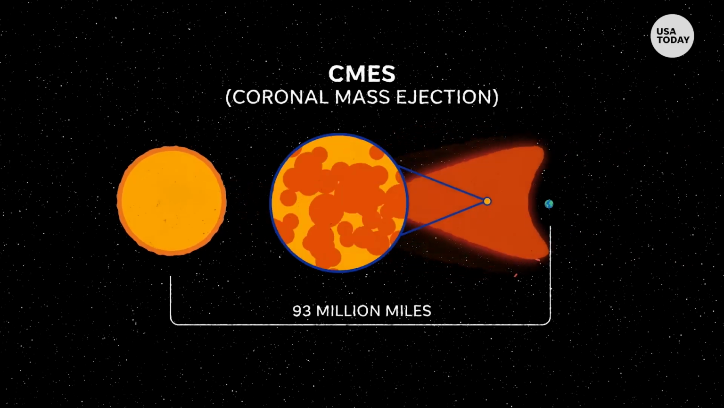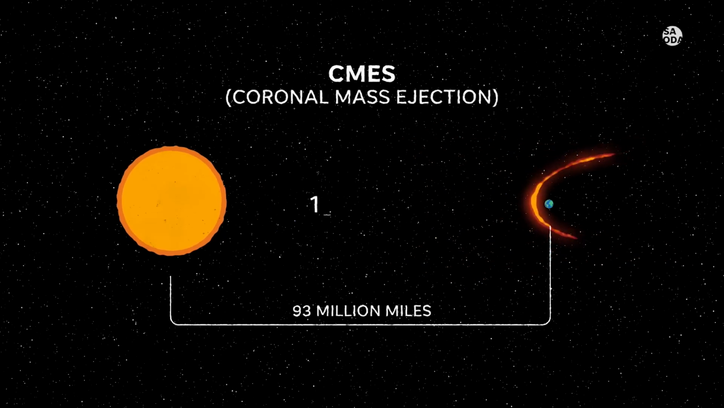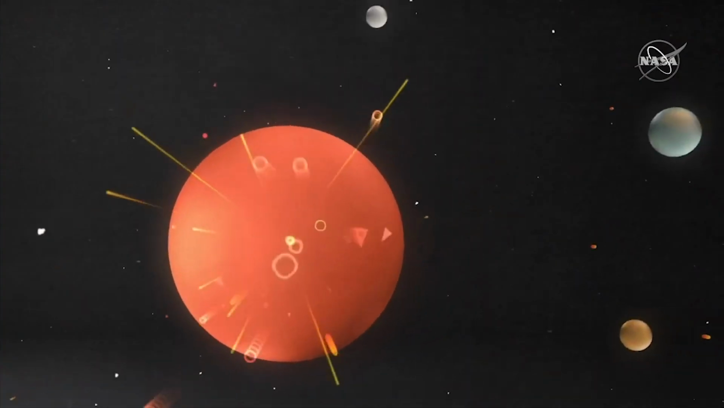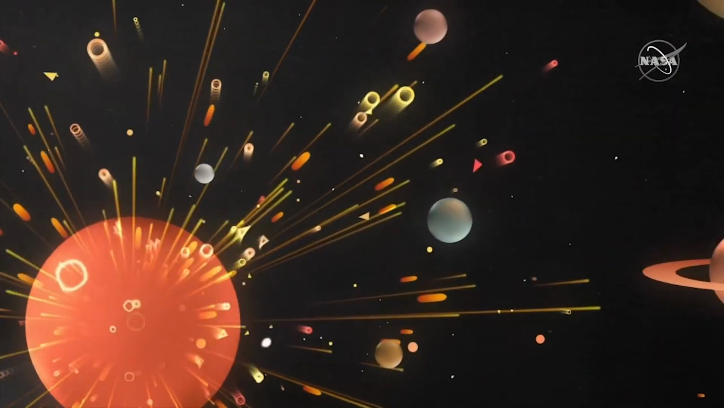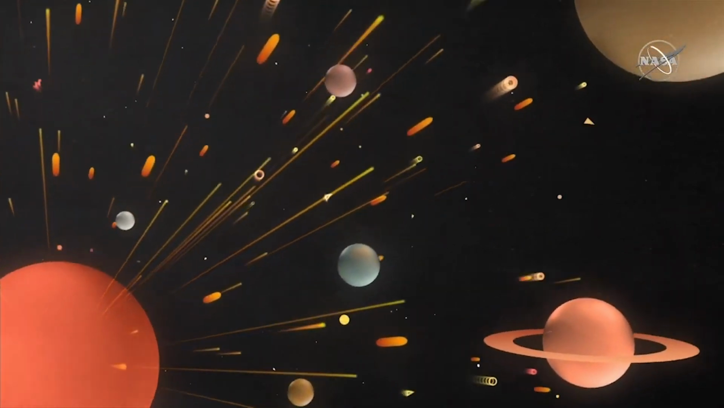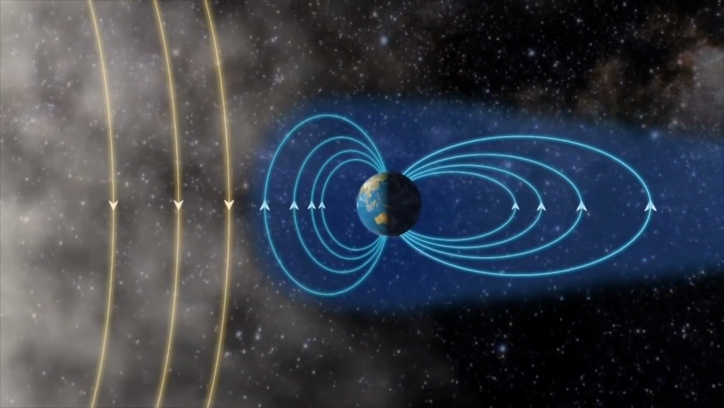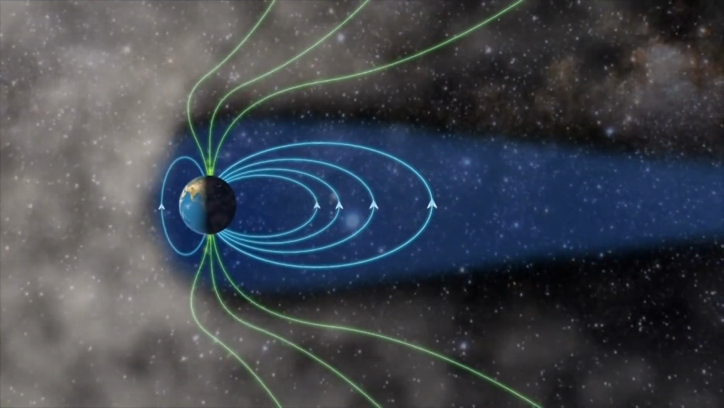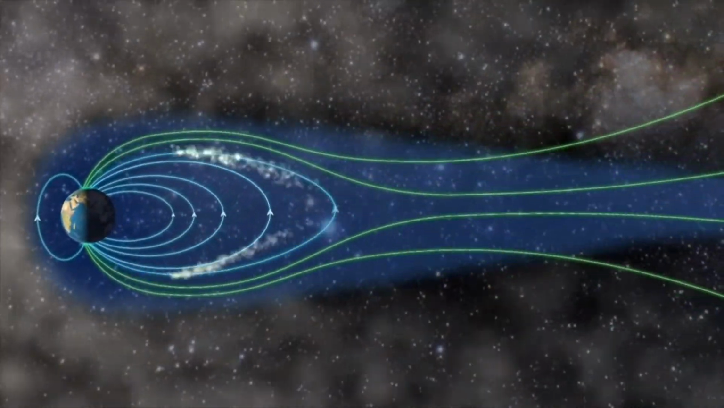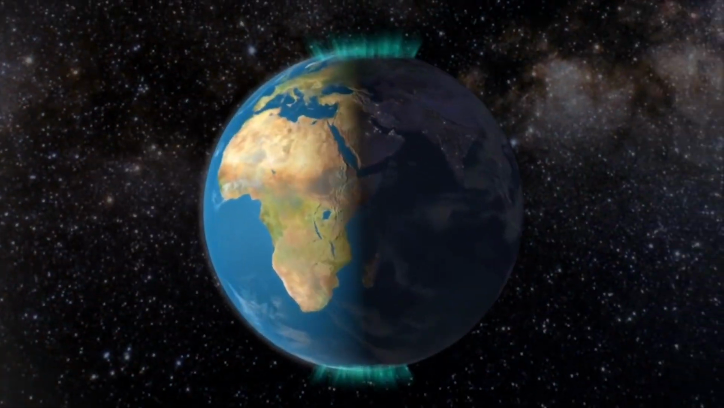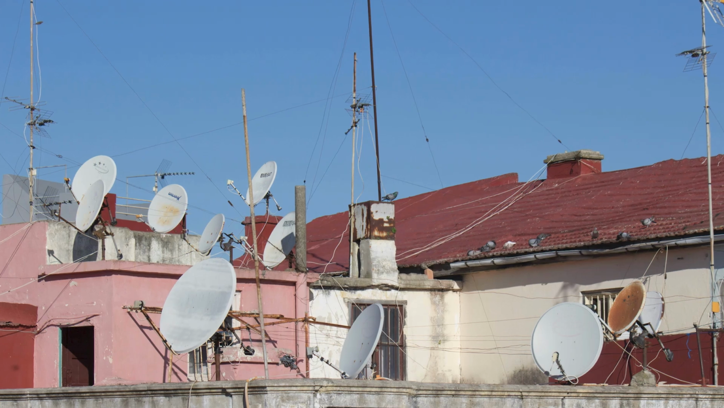Now on to coronal mass ejections, or CMEs. CMEs are large explosions of plasma and magnetic field from the sun's corona. They can release billions of tons of solar materials into space, traveling millions of miles per hour. When directed towards Earth, CMEs can cause geomagnetic storms, leading to enhanced auroral activity and potential disruptions to electrical systems and communication networks.